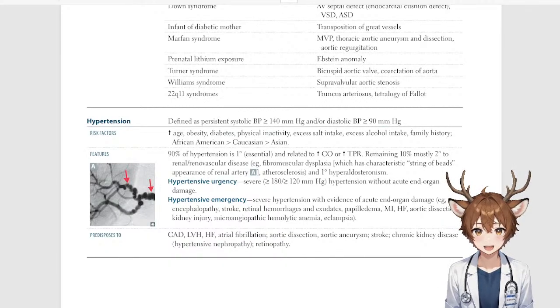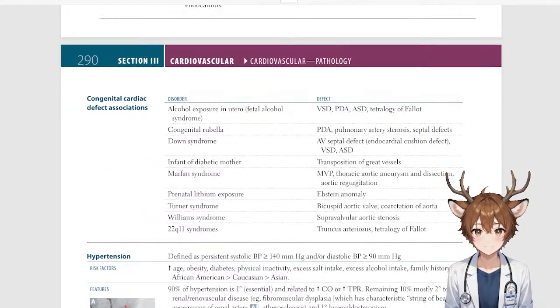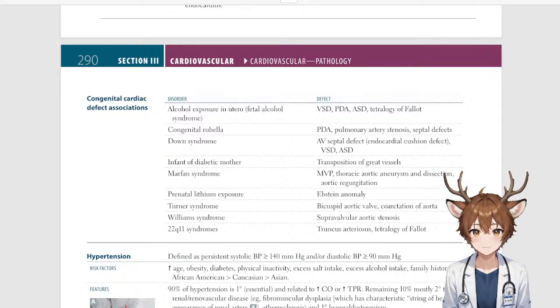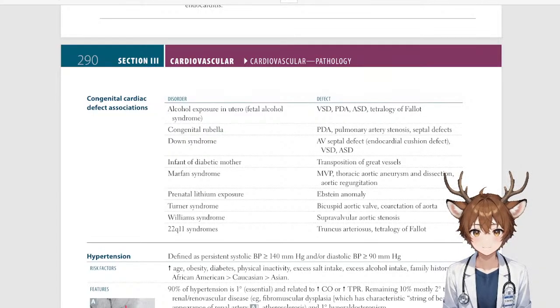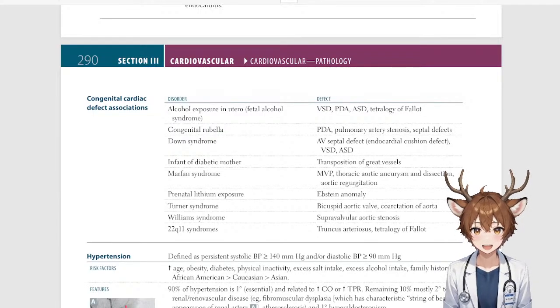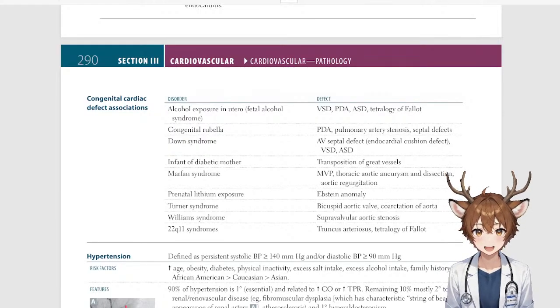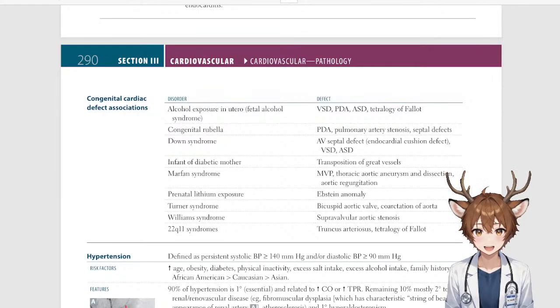What about congenital cardiac defect associations again? That's right here. So congenital cardiac defect associations, the association and the defect. Prenatal alcohol exposure, fetal alcohol syndrome. Defect, VSD, PDA, ASD, tetralogy of Fallot. Congenital rubella. Defect, PDA, pulmonary artery stenosis, septal defects.